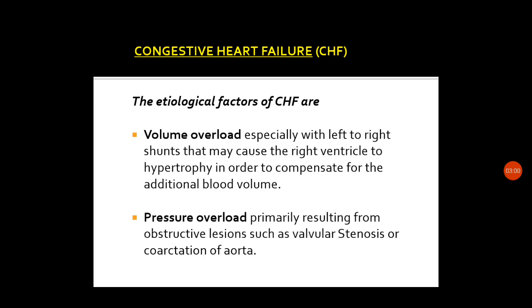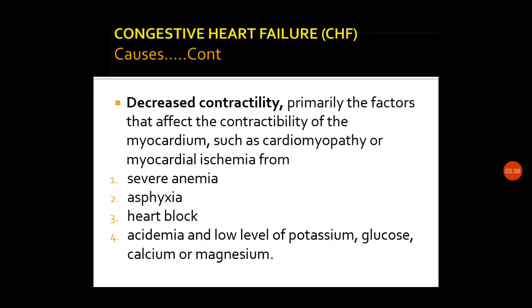The second is pressure overload, resulting from obstructive lesions. When the outflow is obstructed, it leads to pressure overload. It can be because of valvular stenosis, coarctation of aorta, or pulmonary stenosis. In all these conditions, the blood is not able to leave the compartment because of narrowing of the valve or narrowing of the outflow area. So this leads to pressure overload. The second etiological factor for congestive heart failure is pressure overload.